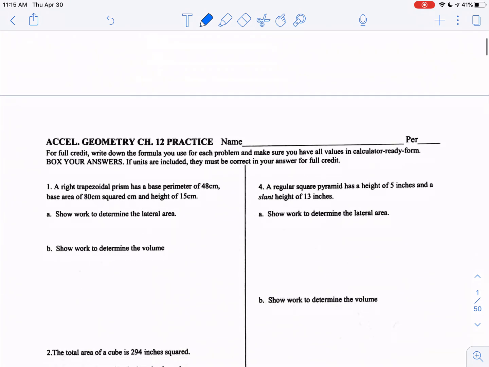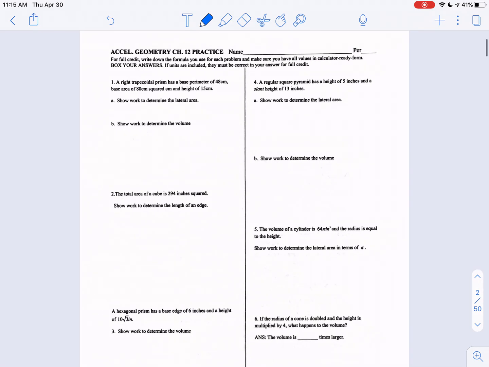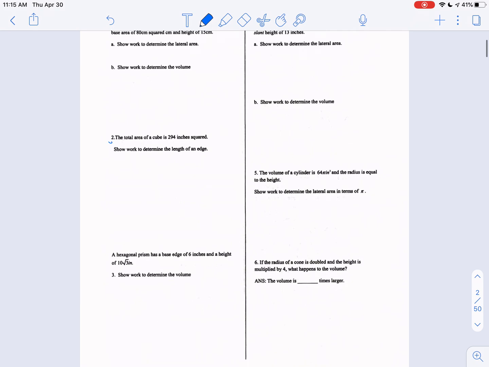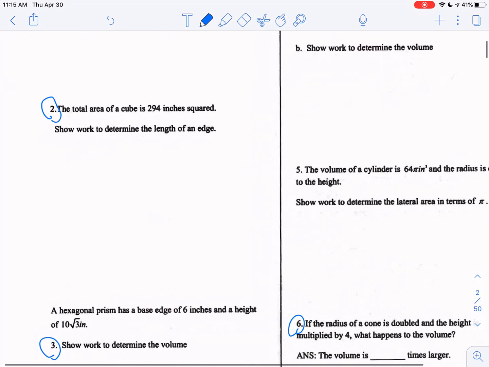Today we'll be reviewing some problems for our Chapter 12 test, which will be next Tuesday, alright? So this is your homework. I'll probably do number 2, 3, and 6, okay? I'm going to do it live for you guys on this recording. So let's start with number 2 here.